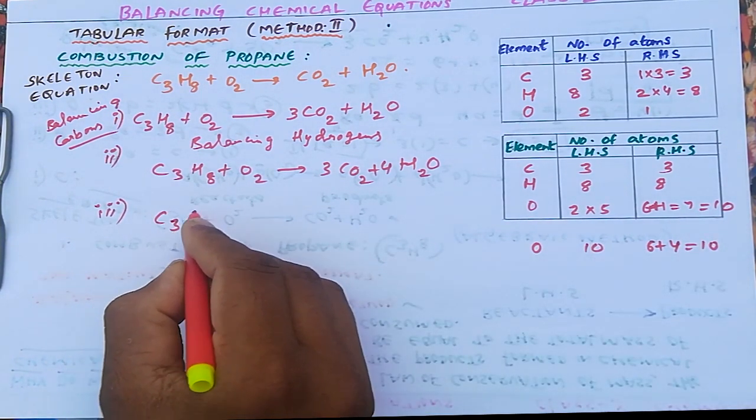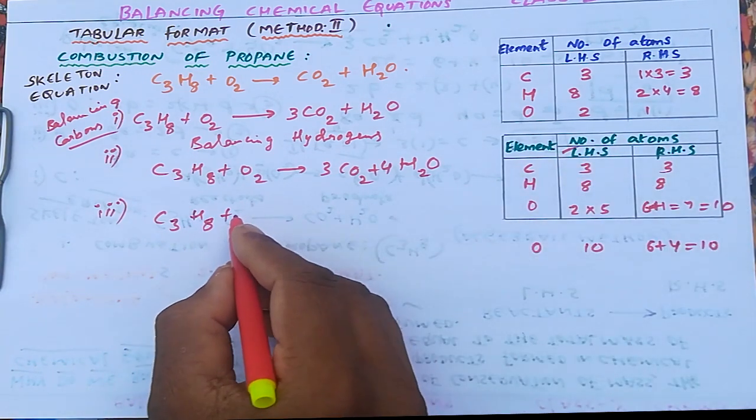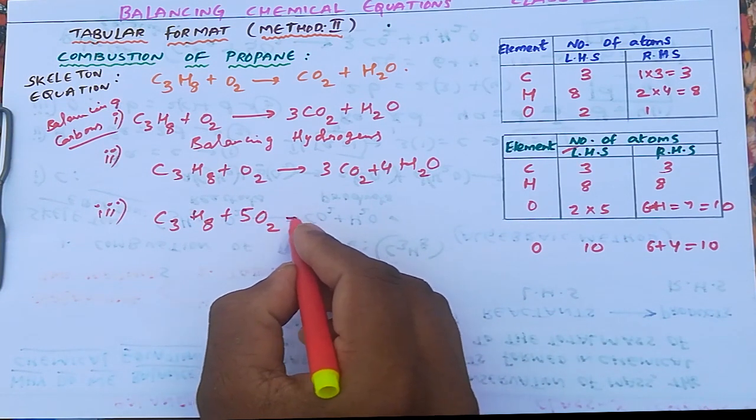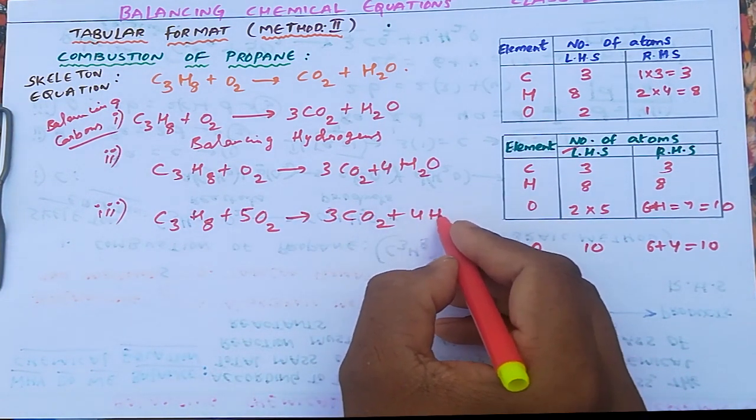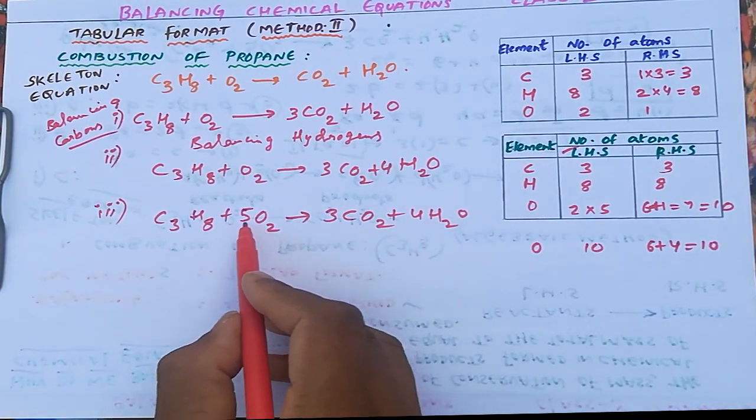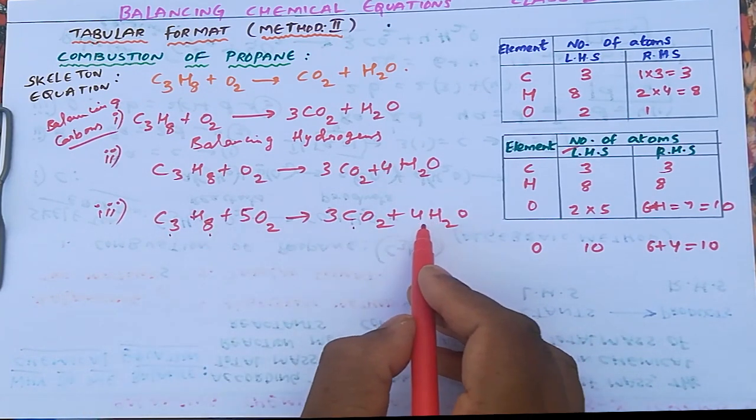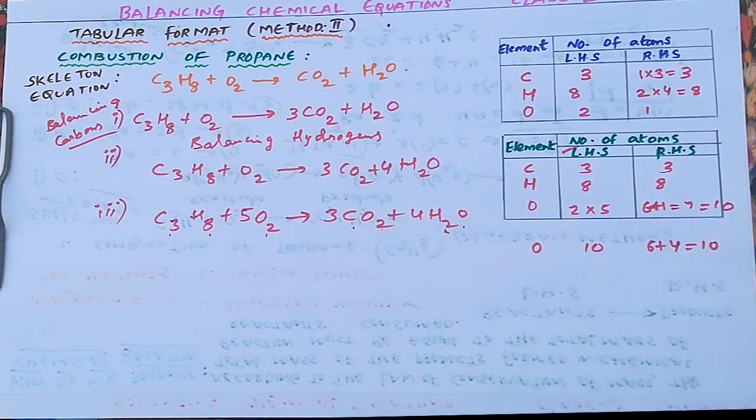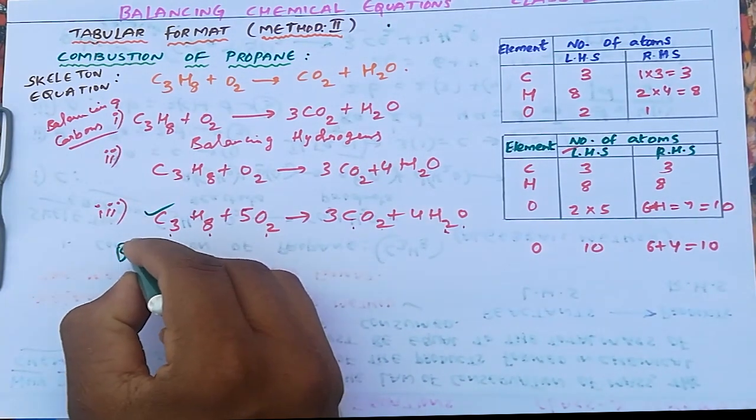See, C3H8 plus, in the LHS part you need to multiply with 5. So 5O2, 5 2s are 10, gives rise to 3CO2 plus 4H2O. If you observe, 3 to the 6 plus 4 is 10, and here 5 to the 10. Carbon 3 and 3 carbons balance, hydrogen 8, 4 to the 8 hydrogens balanced, and oxygens 10, 6 plus 4 is 10. Here it is also balanced. So this is the balanced chemical equation.